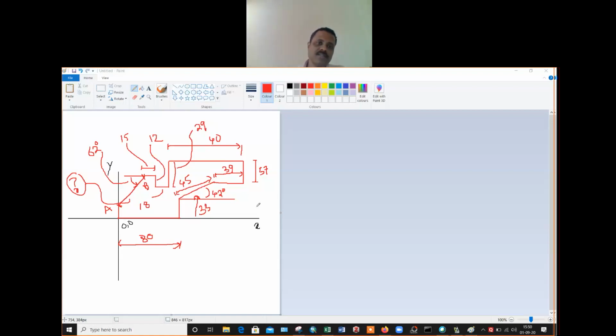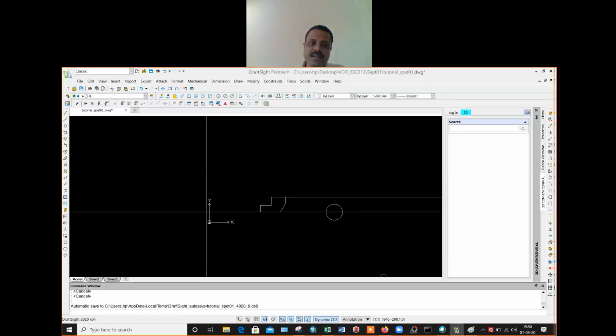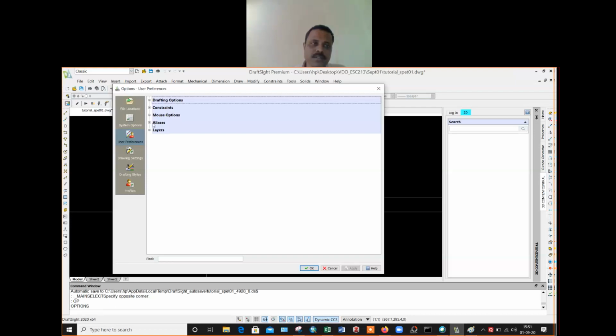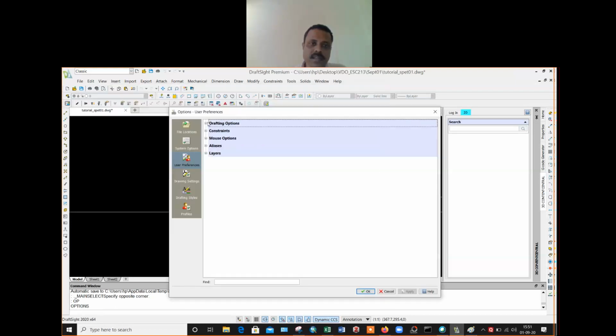Okay. So yes, let us try this thing. Another command I wanted to show you on the screen. Can you see my cursor? This square box that I am moving. You can make it smaller or bigger by typing OP. OP means options. Type the OP command, options. And when you type options, you get a window like this. Then drafting option.